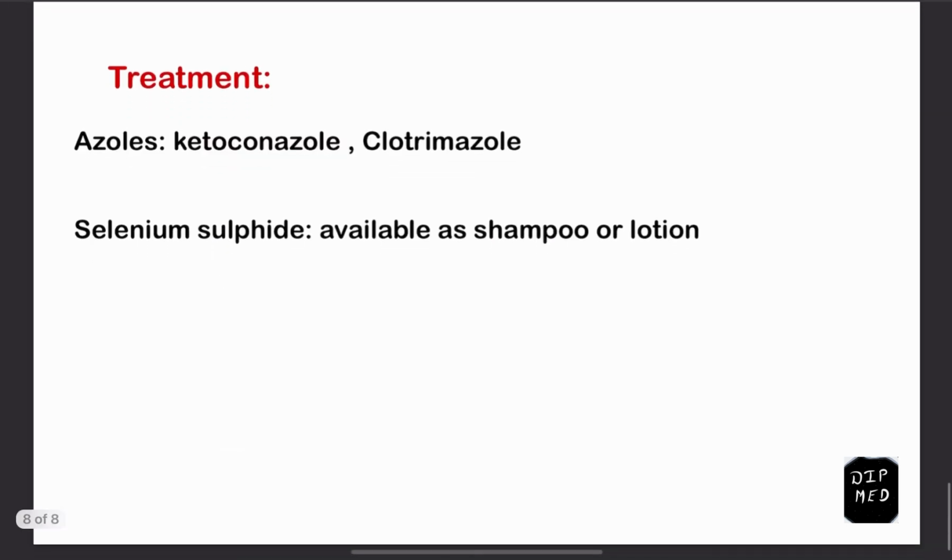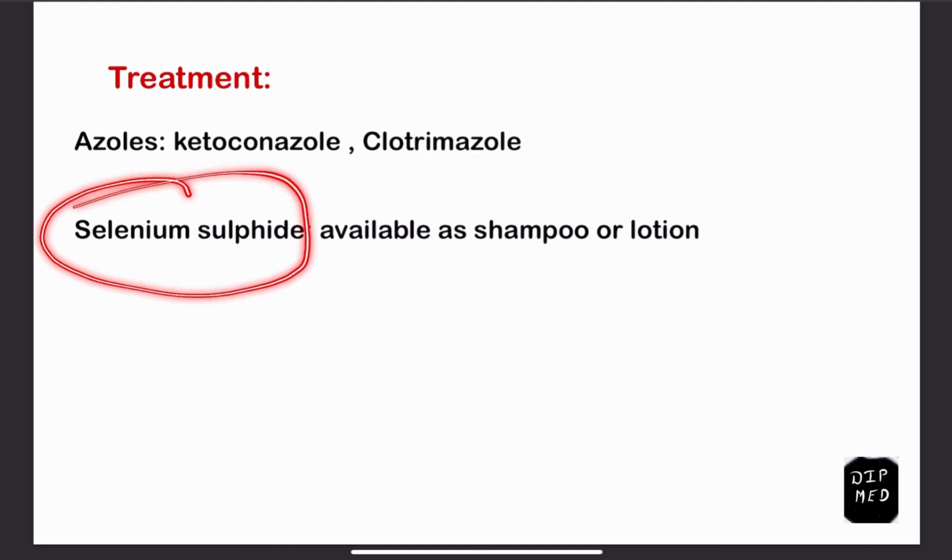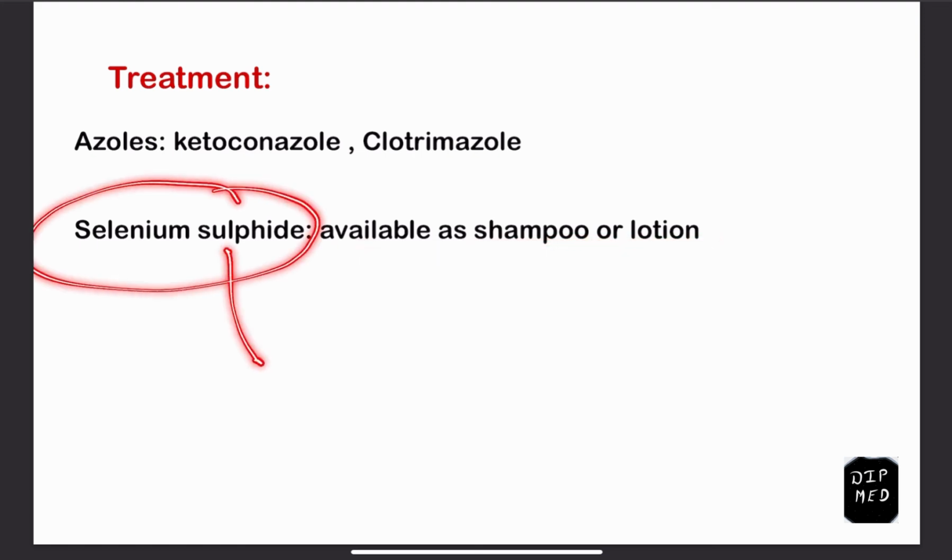Now finally onto the treatment section. The treatment we use are antifungals called azoles, which includes ketoconazole and clotrimazole. Then we can also give selenium sulfide, which is available in the form of shampoo or lotion. And the selenium sulfide has both fungostatic and cytostatic action.